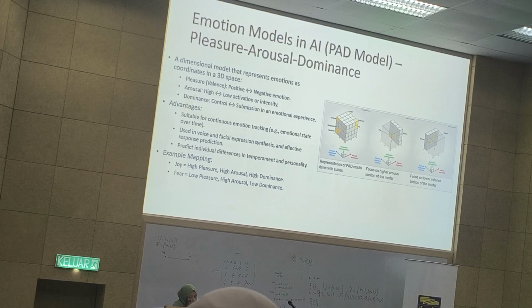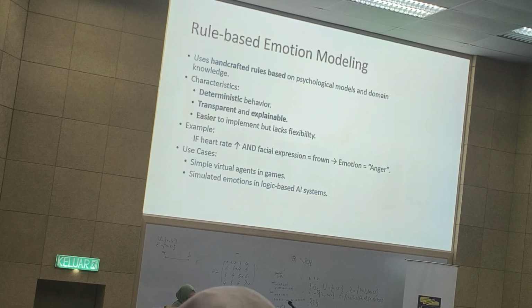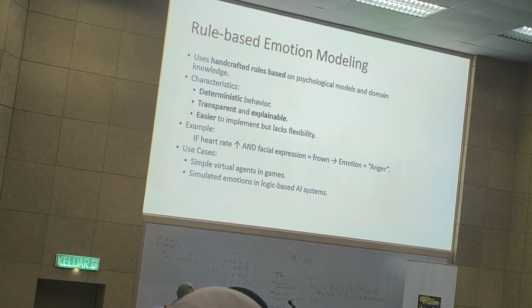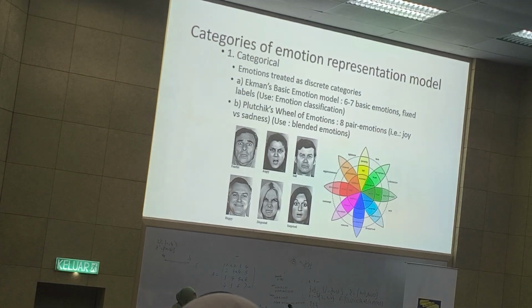Okay, so this is basically one model that's been used to represent emotions in the current systems, but it doesn't stop there. Another one is rule based, which is based on handcrafted combinations of information. For example, if there is a high heart rate and the facial expression is a frown, then this person is representing anger. So not to say this is the best representation, but this is still one of the available models that's been used by AI systems these days.